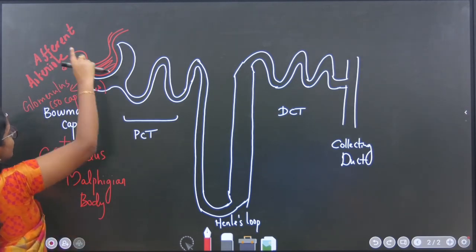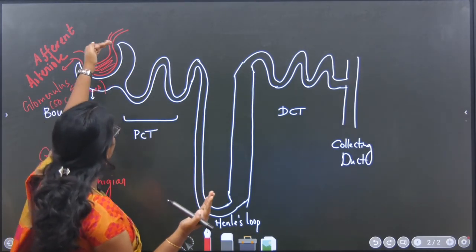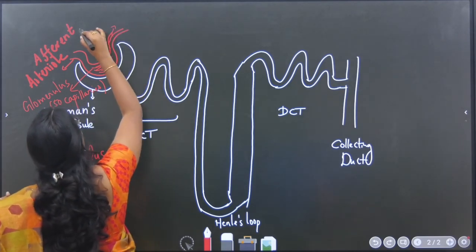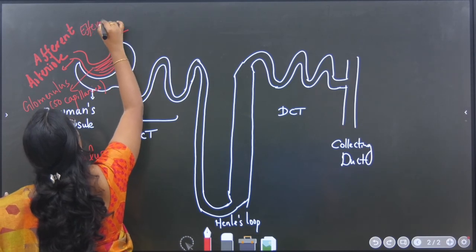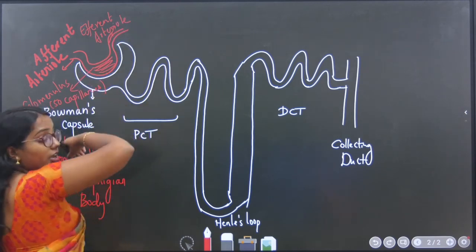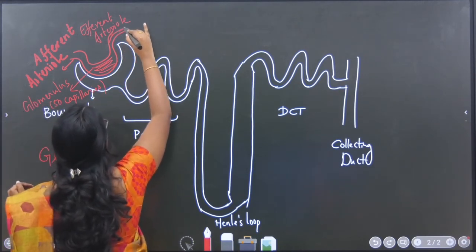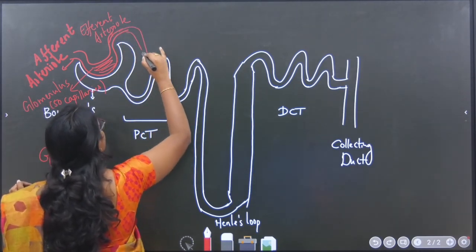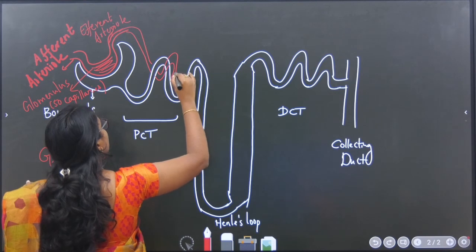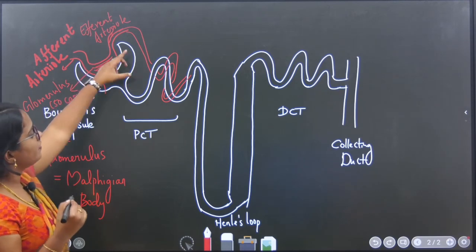Okay. So, the blood vessel which enters is called afferent arteriole, and in between the capsule it forms glomerulus, and the blood vessel which is leaving the glomerulus, which is leaving the Bowman's capsule, is called efferent arteriole. So, afferent arteriole is the one which enters, and efferent arteriole is the one which leaves the nephron, and this blood vessel will come and surround the PCT.